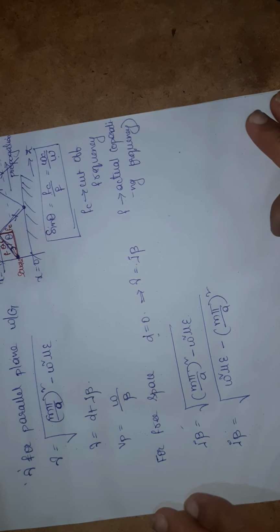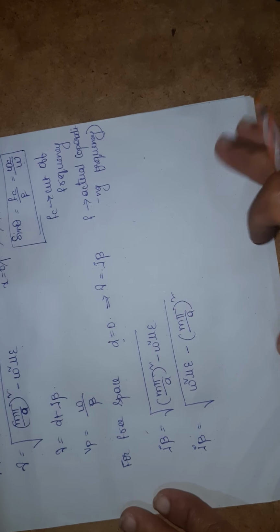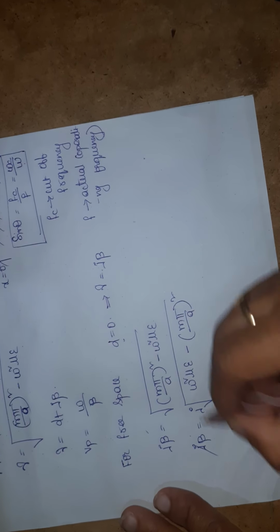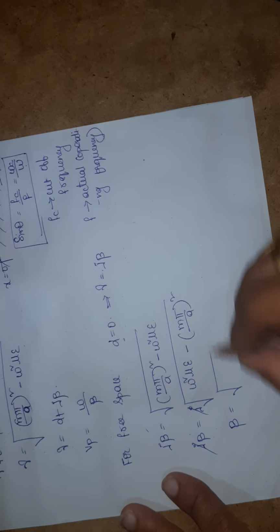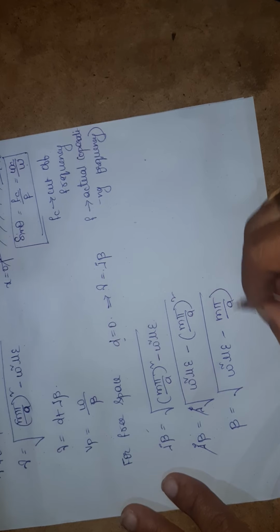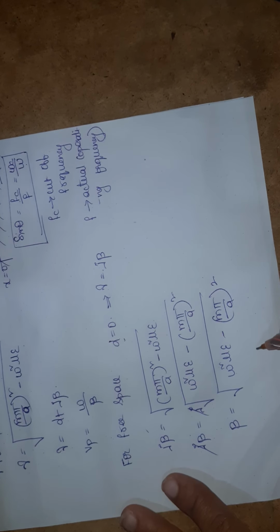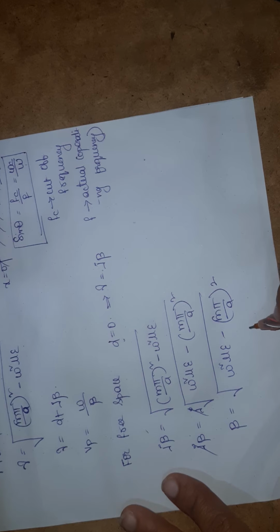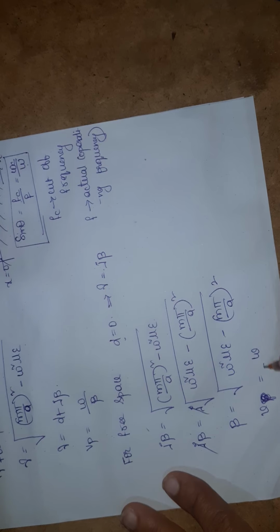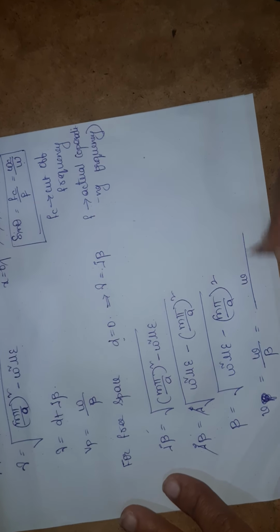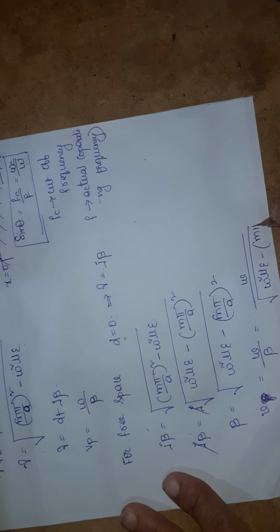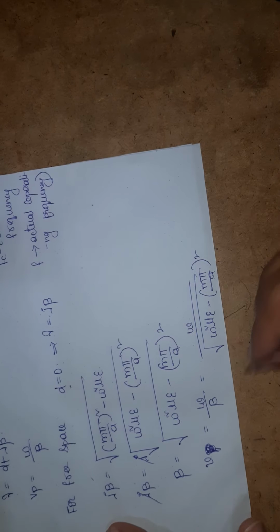Okay, beta is equal to, here I will get j, so j will get cancelled. So beta is equal to square root of omega square mu epsilon minus (m pi by a) whole square. So here Vp is equal to omega by beta. Omega by beta is nothing but omega over square root of omega square mu epsilon minus (m pi by a) whole square.